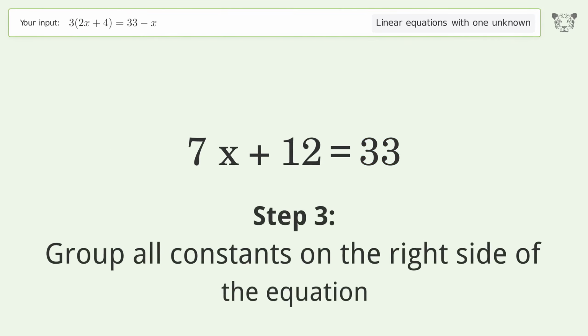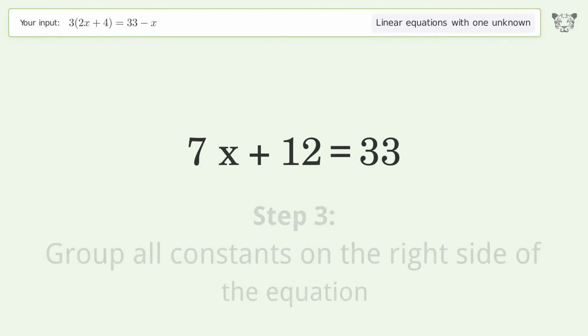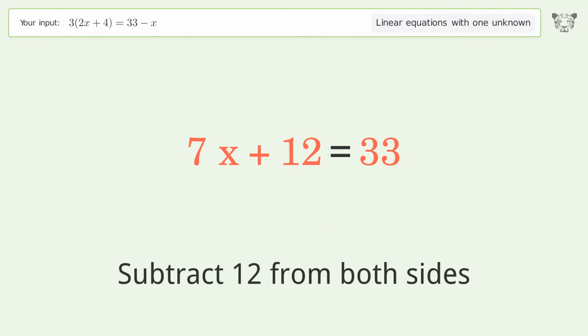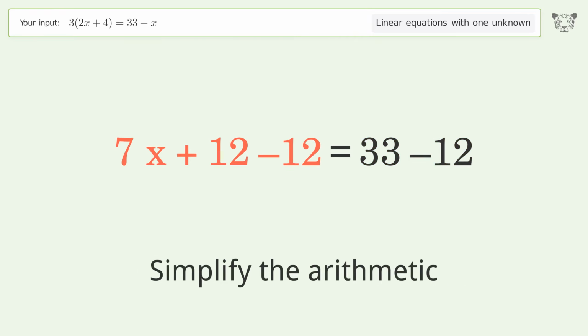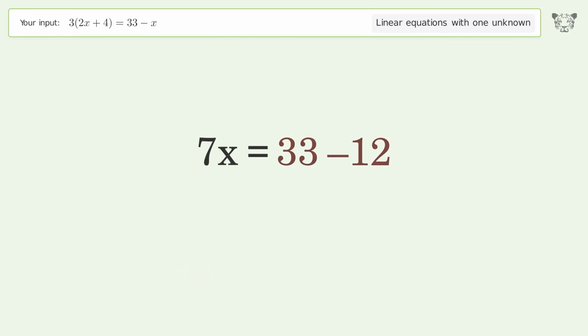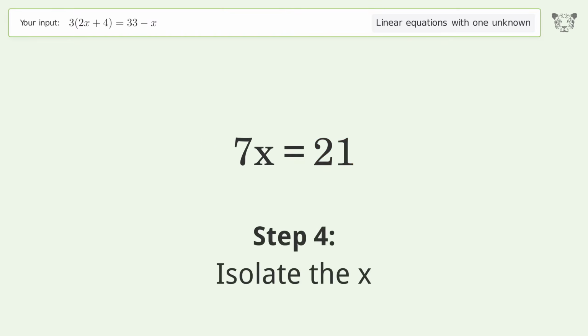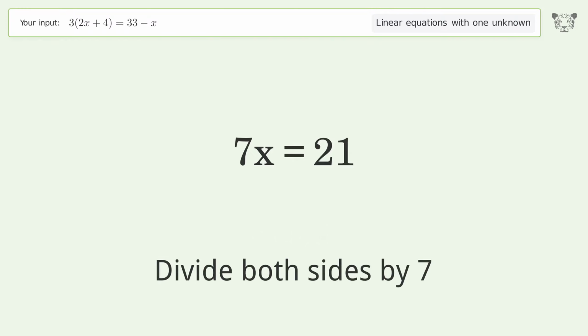Group all constants on the right side of the equation. Subtract 12 from both sides. Simplify the arithmetic. Isolate the x. Divide both sides by 7.